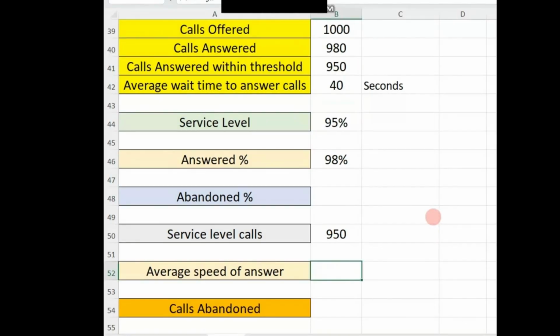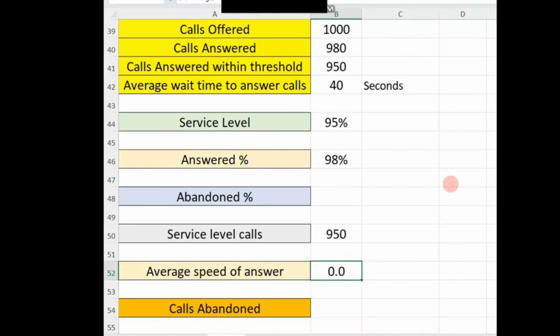So to find out the average speed of answer, the simple formula would be your average wait time to answer calls, which is 40 seconds, divided by total calls answered, which is 980. Press enter, which would be 0. It means that all the calls are getting answered as soon as possible. So this would be the calculation of average speed of answer.